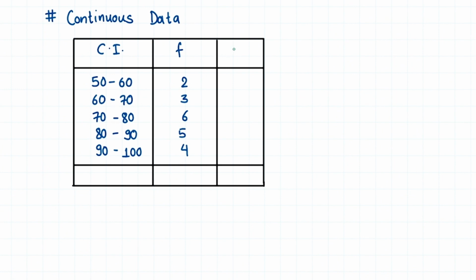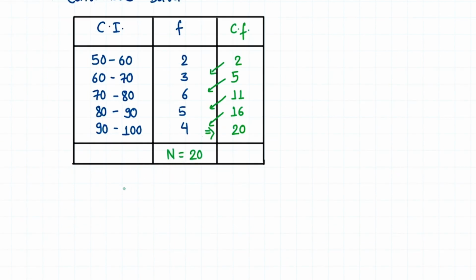So again, we have to write the cumulative frequency. For our first one, it's 2. Then you add this 2 and 3 and you get 5. And then you add this 5 and 6 and you get 11. And then you add 11 and 5, you get 16. And then 16 plus 4 is 20. And our n is going to be the sum of all these frequencies, which is going to be again 20, okay? So our n is 20. Up to here, it's same as discrete data, right?